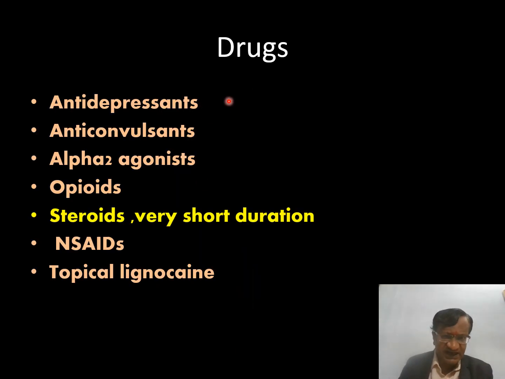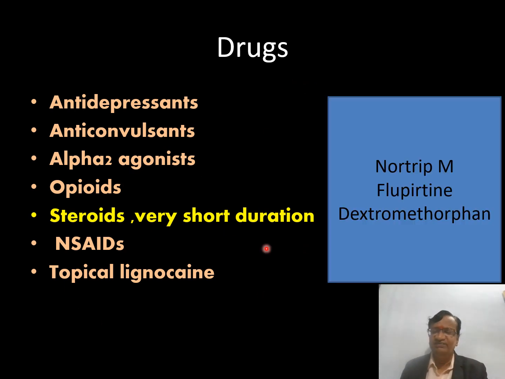There are a lot of drugs: antidepressants, anticonvulsants, steroids, because there is a role of inflammation; NSAIDs, because there is a role of local algogens formed; topical lignocaine. There are so many drugs. I will give a combination of nortriptyline with pregabalin, and I will try flupirtine, an NMDA antagonist, and dextromethorphan. So this is one combination which I like: nortriptyline with flupirtine.